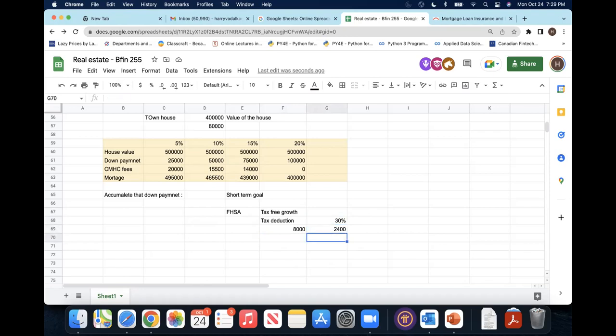So this is one of the best accounts to accumulate your down payment. You get both features. The growth is completely tax free, all the income you get is completely tax free, plus you get a tax deduction also. If you have exhausted this account, or if it is not your first house, then you can use accounts like RRSP or tax-free savings account to accumulate. In a tax-free savings account, you just get tax-free growth. In RRSP, you just get a tax deduction.